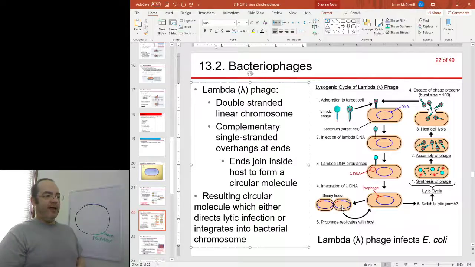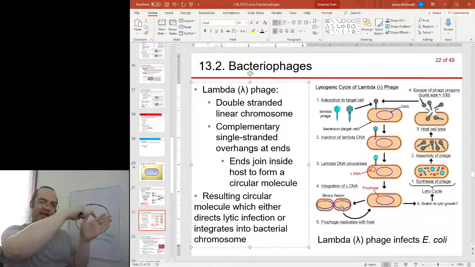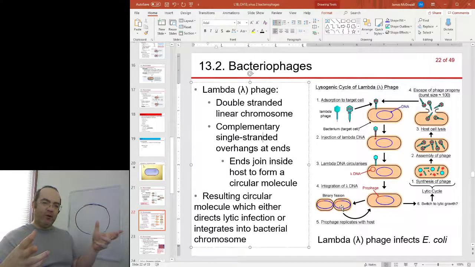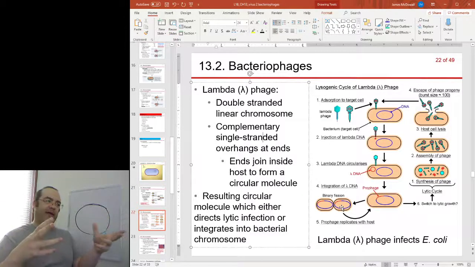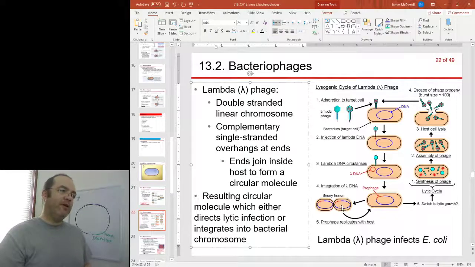So this is just a very simple mechanism for a virus to ride around throughout time. It gets into the bacteria, and then all the virus does is just exist as a piece of the bacteria's genome. And the bacteria is responsible for replicating and duplicating and packaging up. So it requires absolutely no effort whatsoever from the virus.